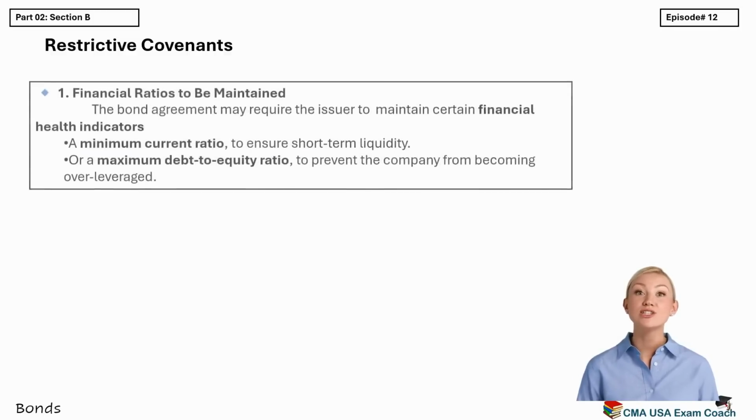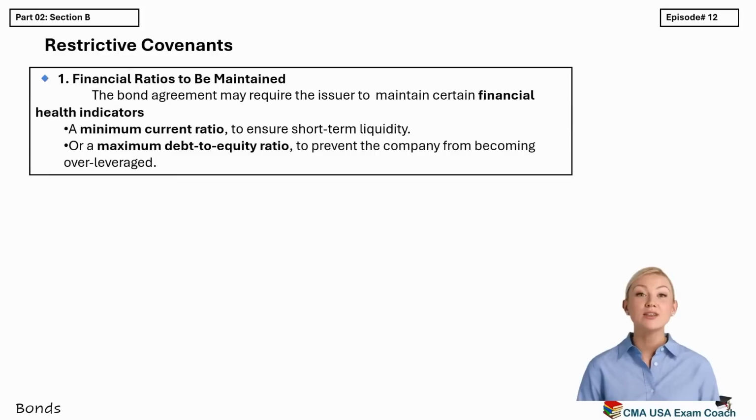First, let's start with restrictive covenants. These are legally binding clauses included in the bond indenture, the contract between the bond issuer and bondholders. The purpose of restrictive covenants is to protect the bondholders by limiting risky behavior by the issuer. Let's go through the key types.